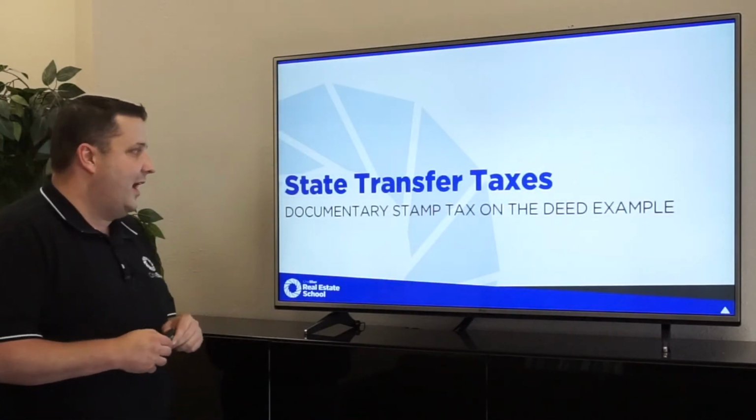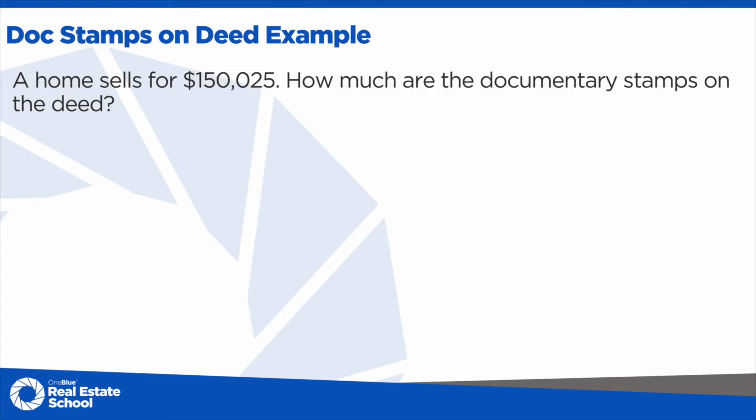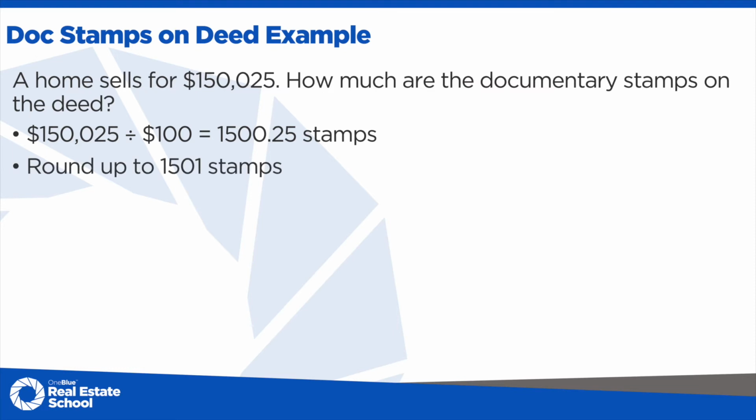Let's talk about the documentary stamp tax on the deed. Now, we have a home that sells for $150,025. How much are the doc stamps on the deed? All we do is take our purchase price, divide it by 100, and that tells us we need 1,500.25 stamps. Can't have a quarter stamp, so we have to round up. We need to purchase 1,501 stamps.